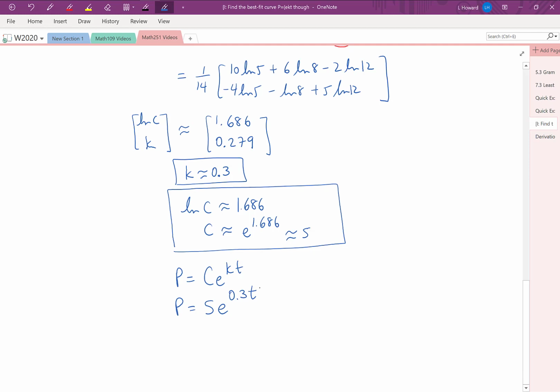So that's how you can use the methods from linear algebra to solve any system that's inconsistent. You can find the least squares solution. You can, in particular, find the best fit polynomial through any data set, or even the best fit exponential curve through your data set. So really useful in a wide variety of different contexts.